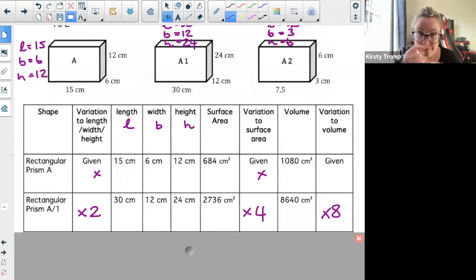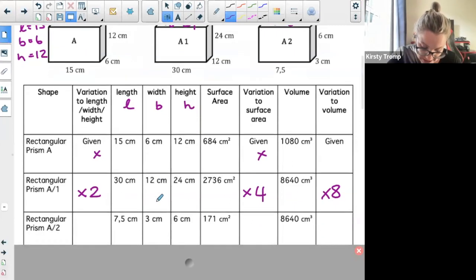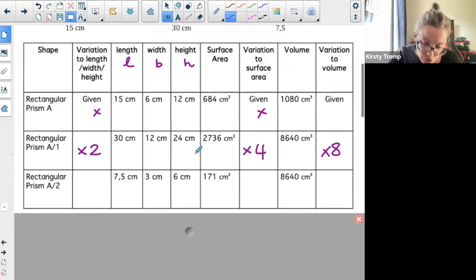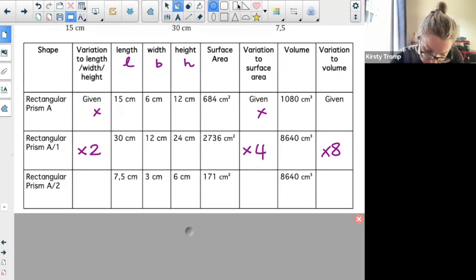All right, now we're going to look at A2. They've done some of the work for us, so we're going to trust them. In the new shape, the length was 7.5, the width or the breadth was 3, and the height was 6. If I compare that to the first shape, I'm going to block this out for you so you can see what I mean.